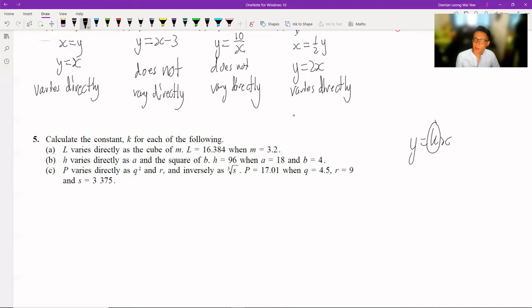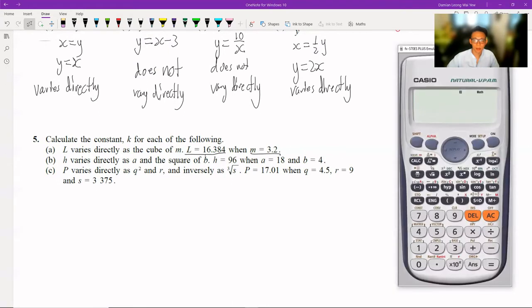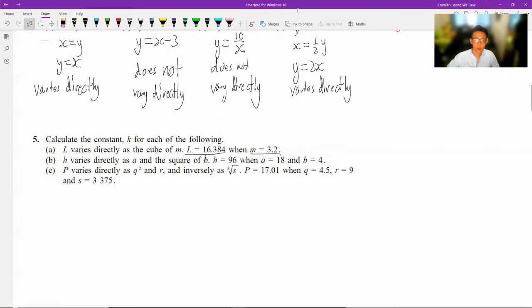So how do we find k? Basically, they will give you the value of your two variables. When one is what, the other will be what. Like here, when L is 16.384, M will be 3.2. From that, by putting in the values of your L and M, I can figure out what my k value will be, the constant.